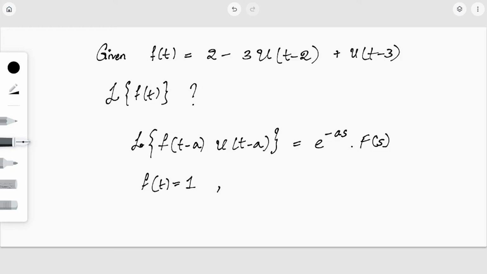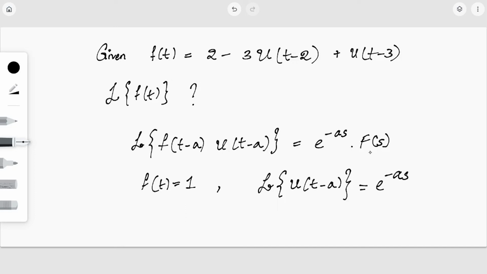Okay, what does f of t equal to 1 mean? This is the Laplace transform of the unit step function u of t minus a. You will get the corresponding Laplace transform of the unit step function. So what will this be? This will be equal to e raised to minus as.